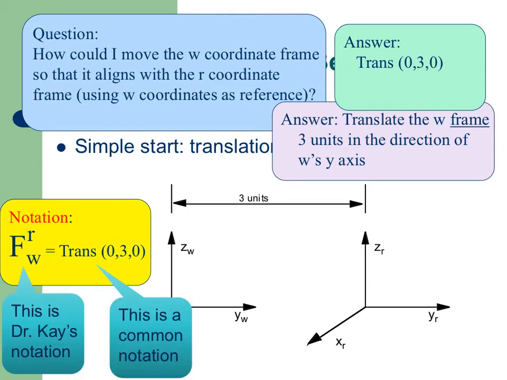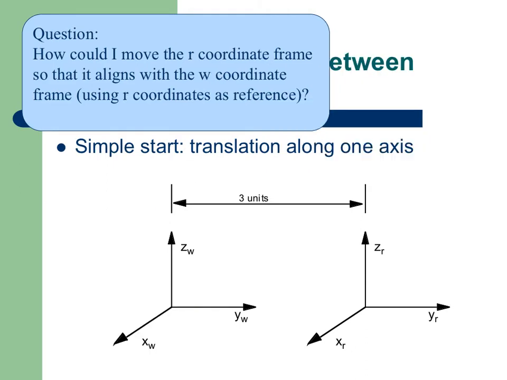And just to be very clear on which notation is mine and which is not, using trans with the X, Y, and Z to represent a translation is absolutely common. This is not something that I've made up. On the other hand, this capital F from W to R, that's Dr. K's notation. So that's something that other people may not be familiar with.